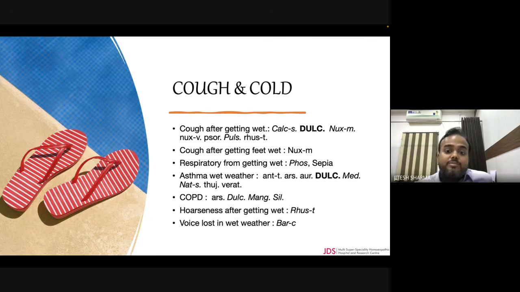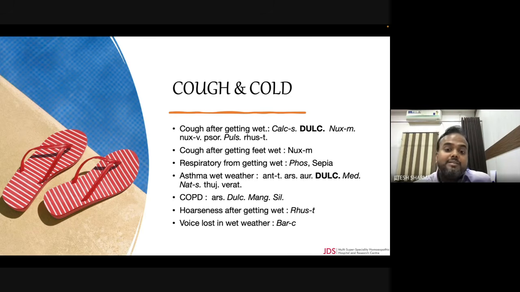Next, asthma in wet weather: antimonium tart, arsenic, aurum, dulcamara, medorrhinum, natrum sulph, thuja. So you can see all the psoric remedies like medorrhinum, natrum sulph, thuja are very, very important in this monsoon season. You should learn these remedies very well because this is going to help you a lot.